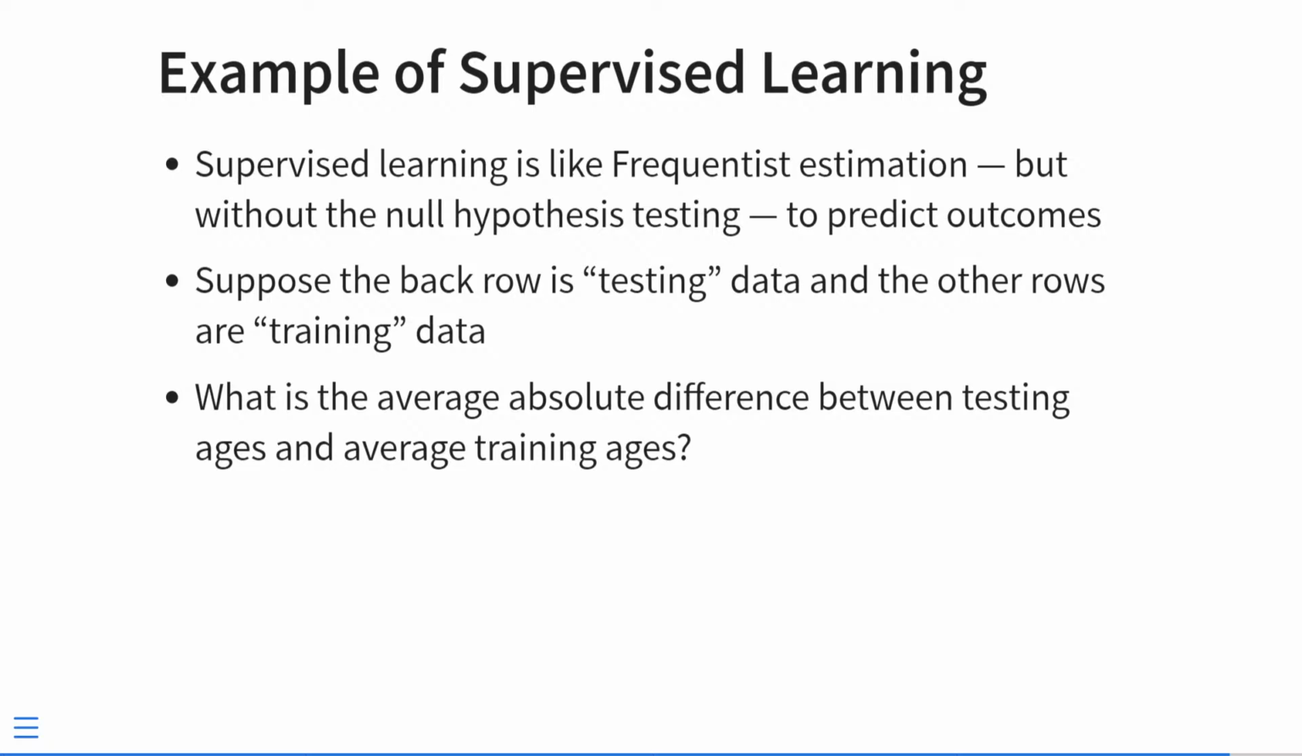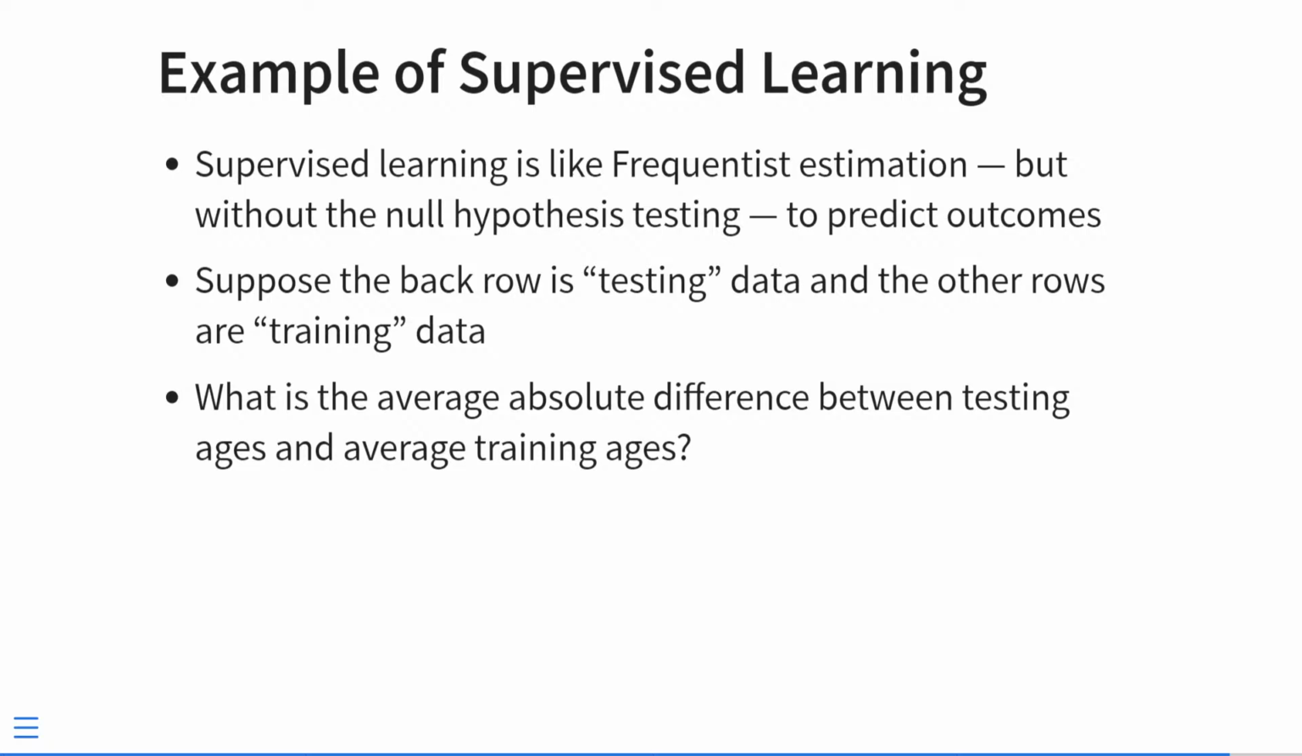So there's a usual convention in supervised learning to distinguish between testing and training. Let's say the first 3 rows here are training data, and the back row there is testing data. If we want to take a supervised learning approach to estimating the age, we would take our 3 rows of training data, estimate the average age among them, let's say 25.6 or something like that, and then take it to the back row and see how much the testing data deviates from the prediction that we ascertained from the training data.